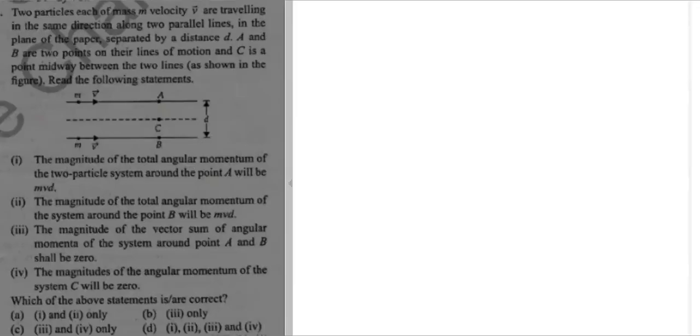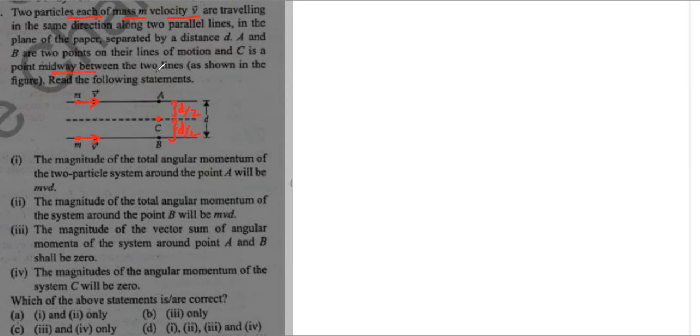Okay, so the next question posted in the channel is this: two particles each of mass m and velocity v. You see, mass m and velocity v are moving as shown in the diagram. Okay, same direction along two parallel lines. Everything is given in the diagram here. A and B are 2 points on the line of motion, and point C is the midway. Midway means, so here it is d by 2 and this is d by 2, midway.